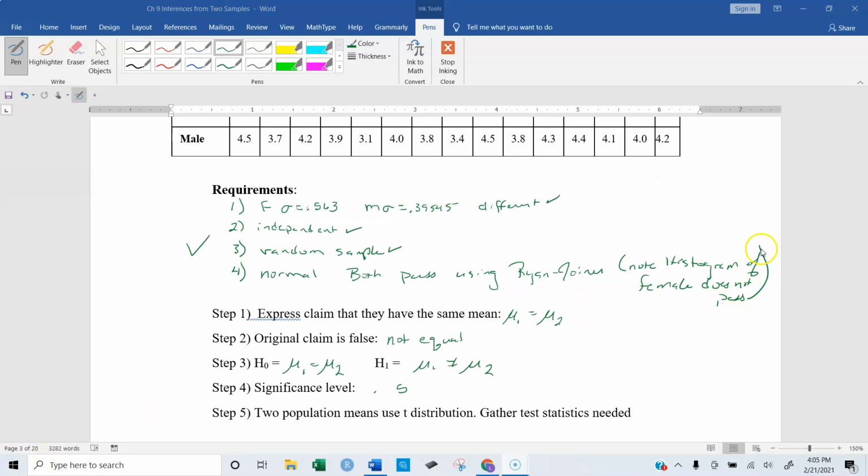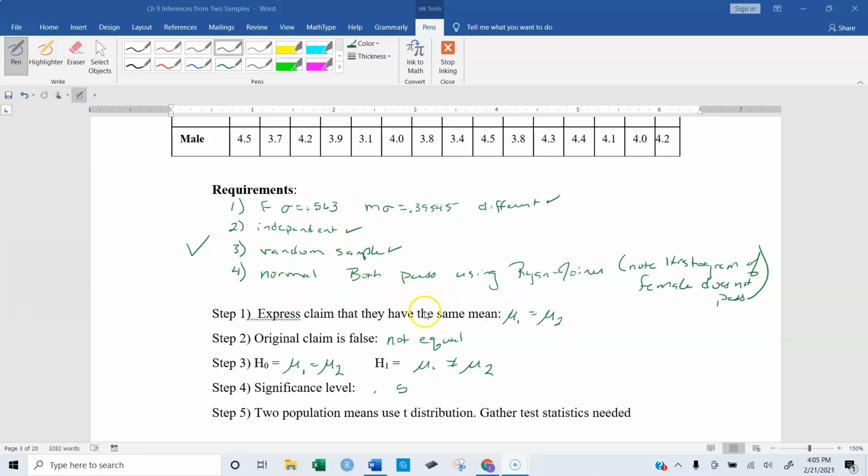All right, I hope you got that typed into StatDisk okay. So your first requirement is the standard deviations have to be different. When you type those in, you should have got 0.563 and 0.395. So they're different, that checks. They're independent, they're male, female, they do not rely on each other. They were simple random samples. And when you check for normality, you might have had a little trouble when you looked at the histograms because the female one did not look normal or a nice bell shape. But if you use the Ryan-Joiner test, they both passed, so all four requirements are met.